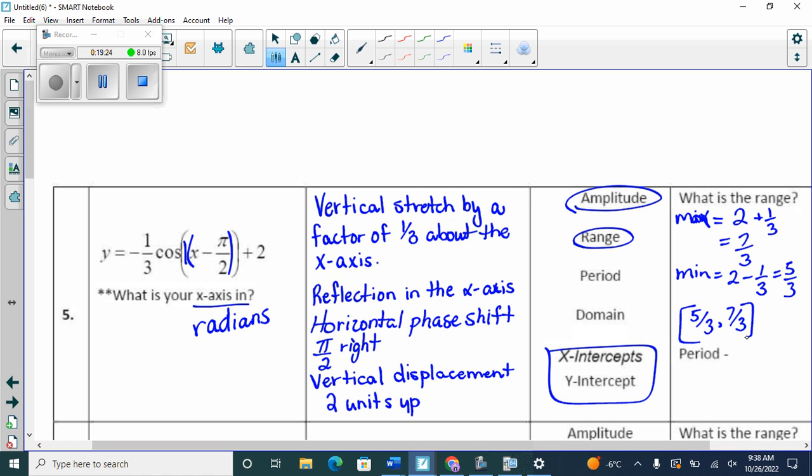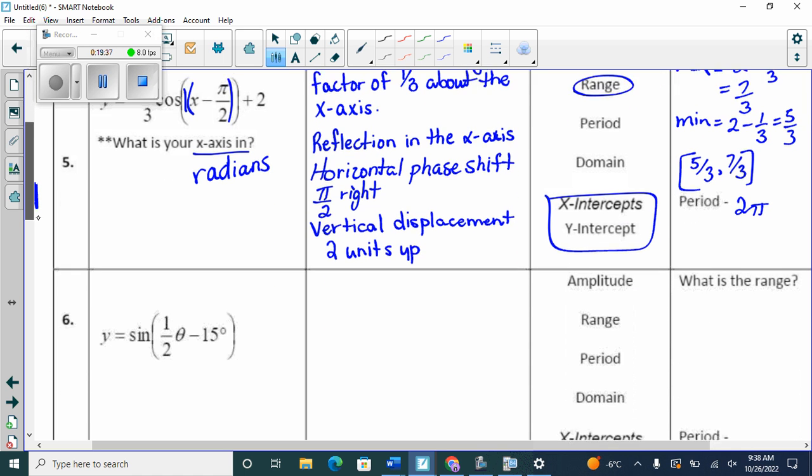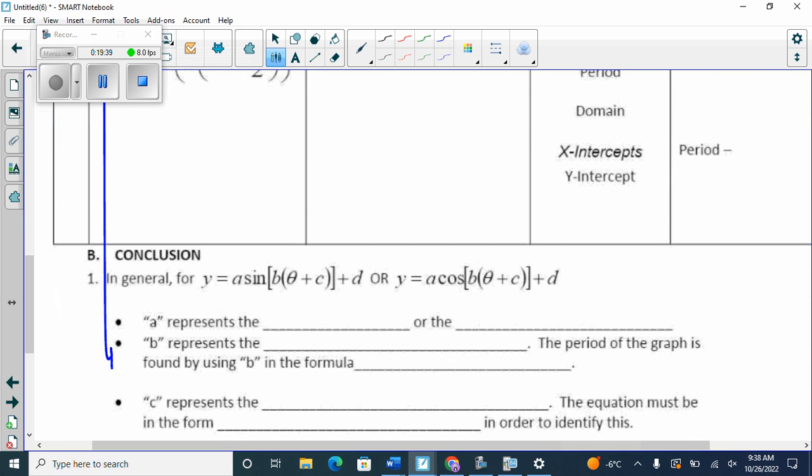Yes. 2 pi. Has to be in radians because my C is in radians. And it would be 2 pi divided by B, and B is 1. This one we have to remember to take the half out.